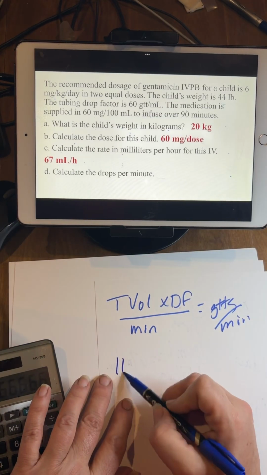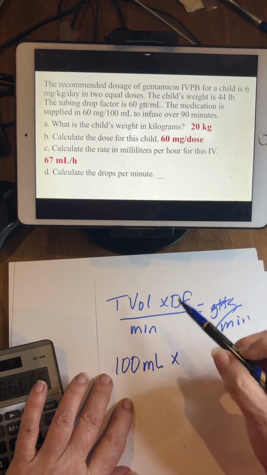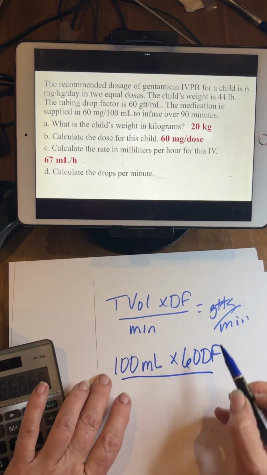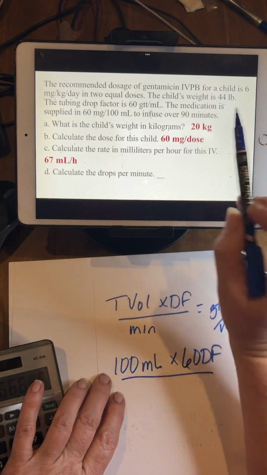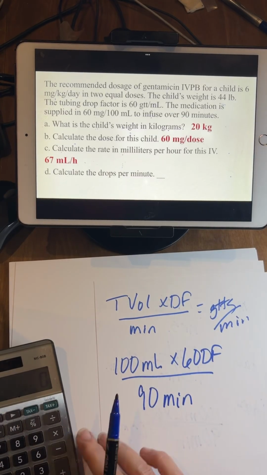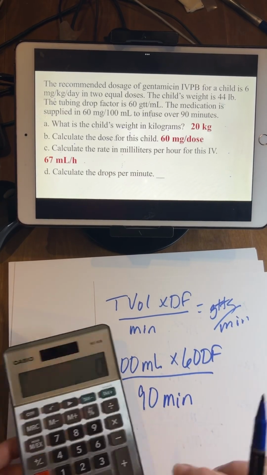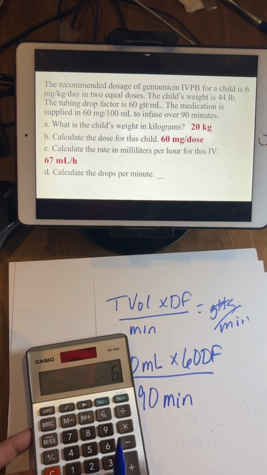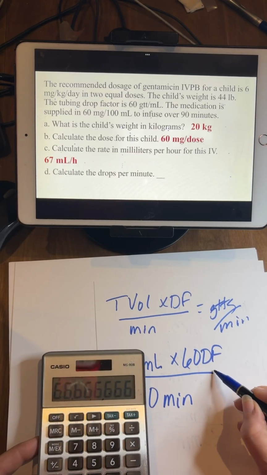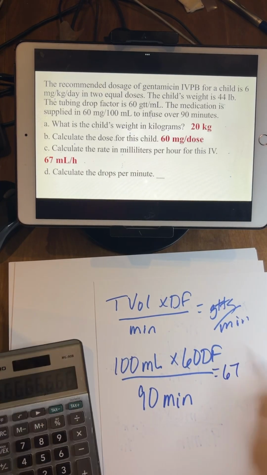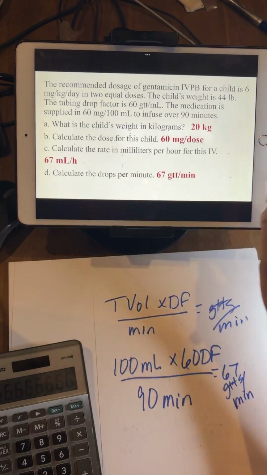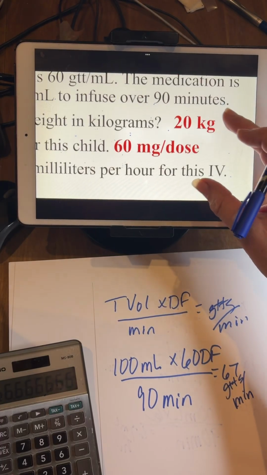Total volume is 100 milliliters. The drop factor is 60. I know it's going to end up looking the same as the other one we just did. And over 90 minutes. And so we'll do all the math on the top divided by the number on the bottom. 100 times 60 divided by 90 equals, we don't care, because it's 67 drops per minute. Okay, look, boom. We saved another one.